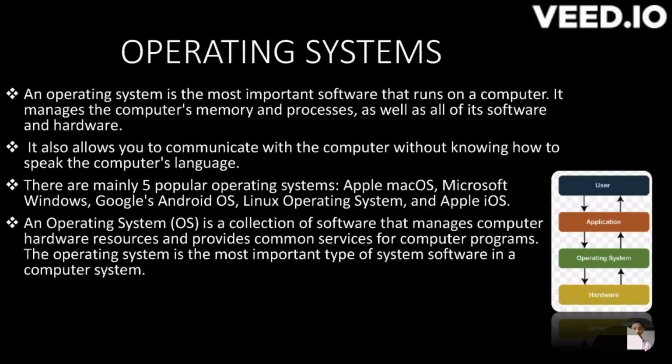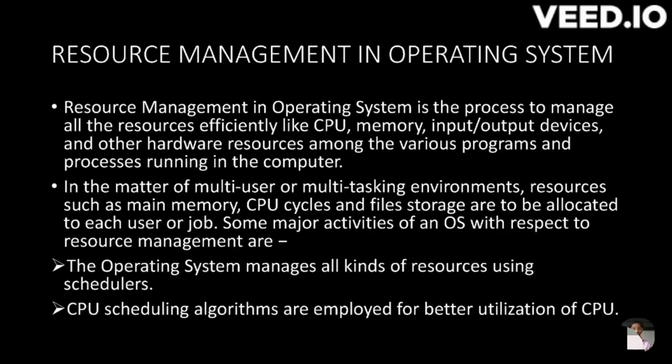An operating system, also called as OS, is a collection of software that manages the computer hardware resources and provides the common services for the computer programs. The operating system is the most important type of system software in a computer system. Resource management in operating system. Here begins the main topic, resource management in operating system.